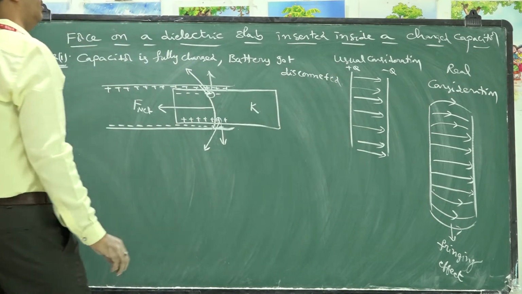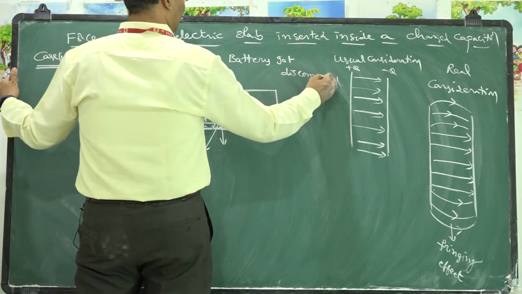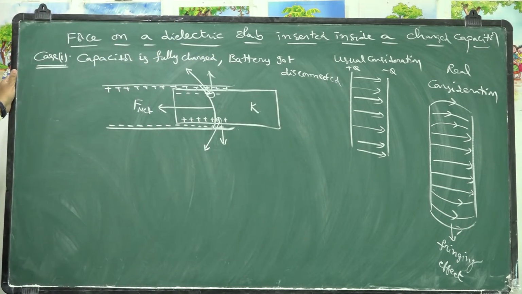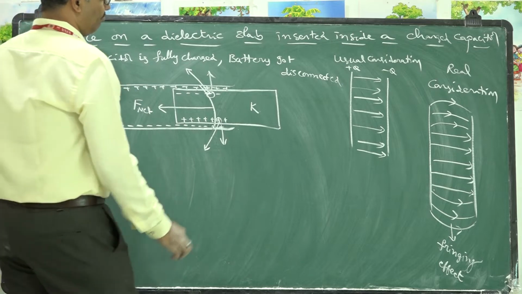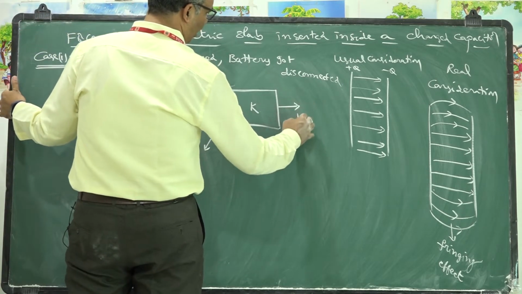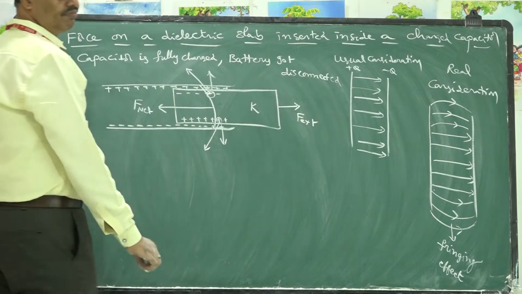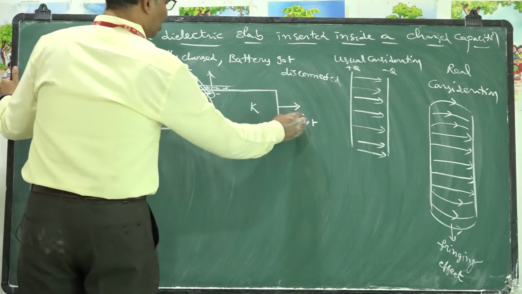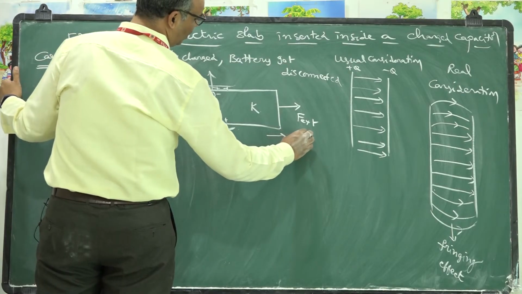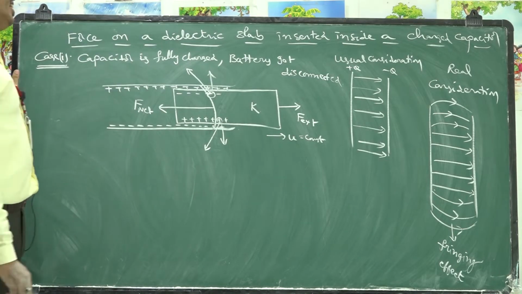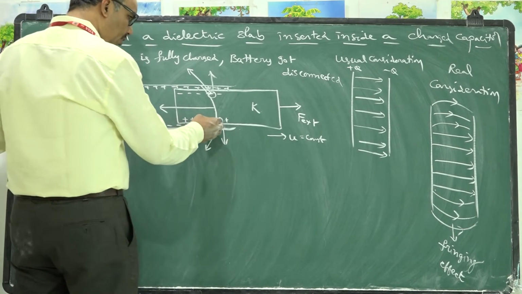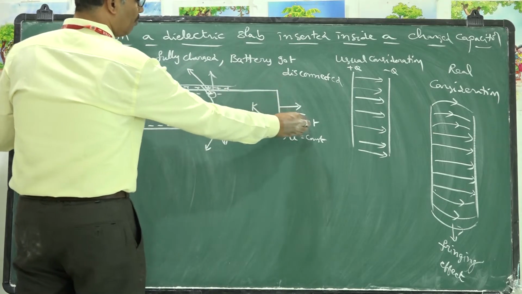In this case, I would like to find the force experienced by the dielectric given by the plates of the capacitor. How to calculate this force? If I would like to bring this dielectric out, I need to apply some external force. I am applying external force such that it is moving with constant speed. That means no change in kinetic energy is observed. I am slowly taking the dielectric in the outward direction by applying an external force.